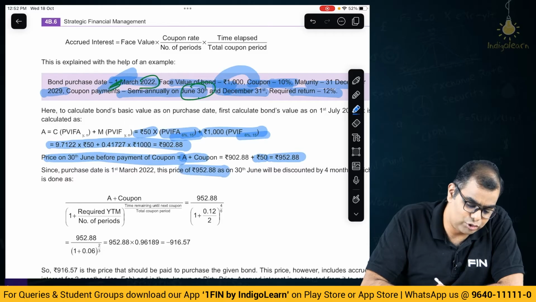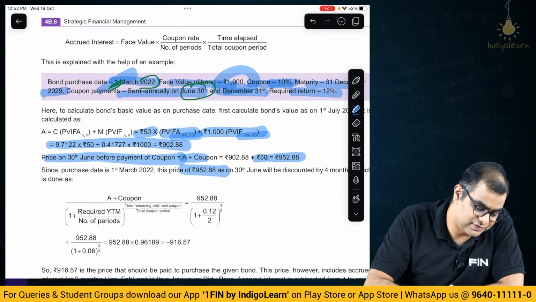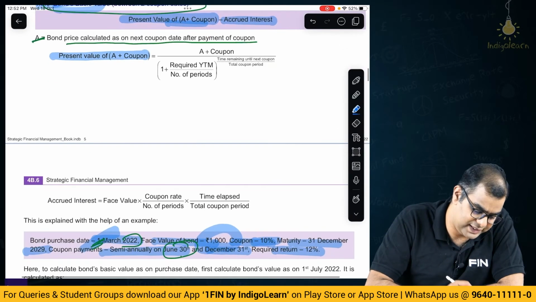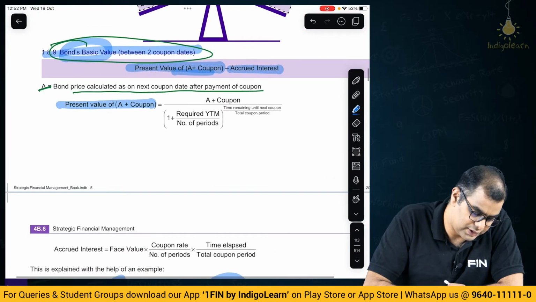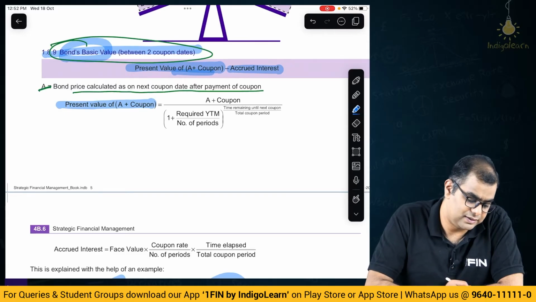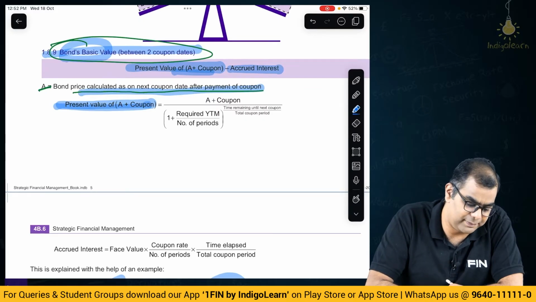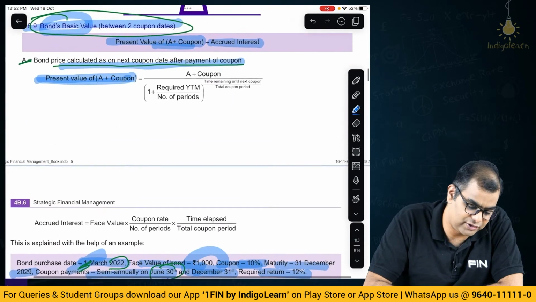This 952 you take present value. What is the formula here? Present value of A and coupon, and A is basically the bond price after next coupon date. So, this present value of A plus coupon, what you're trying to compute, A plus coupon value is 952.88. So, now for that 952.88 you have to compute the present value.